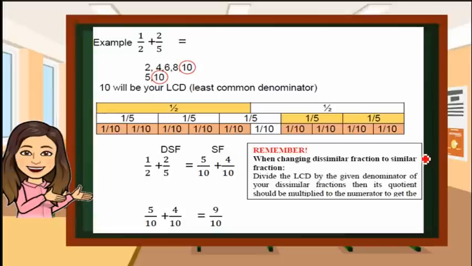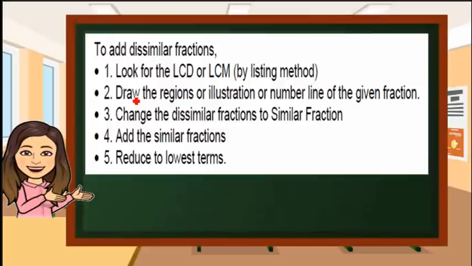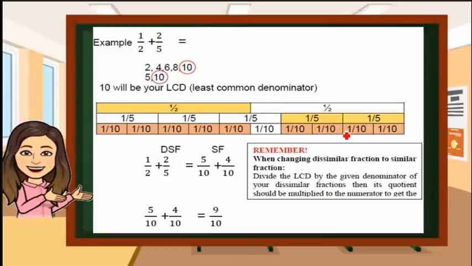So here is an example of adding and subtracting dissimilar fractions. As you can see, we have here the given fractions, 1/2 and 2/5. As you can see, 1/2 and 2/5 have different denominators, right? So, when we go back to the steps, we have to look for the LCD first.